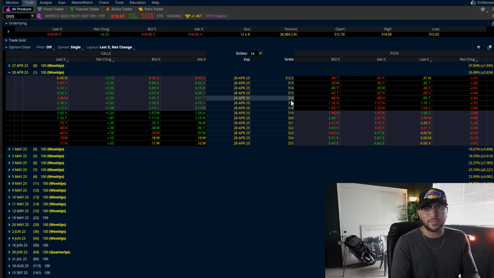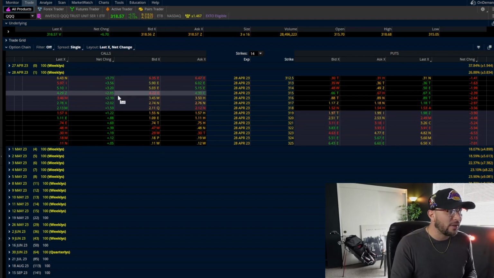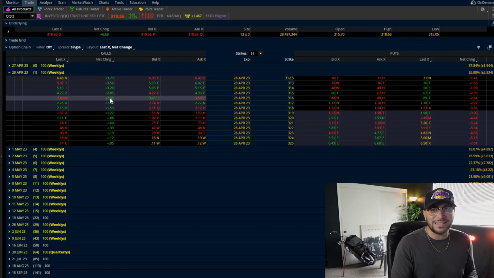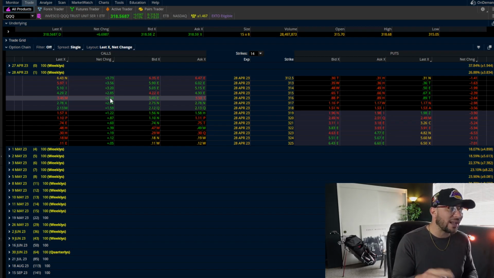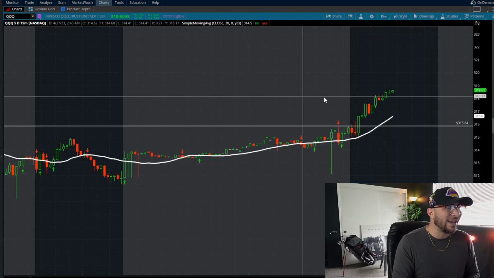These contracts would expire today. Make sure you sell them at the end of the day, or you sell them in profit. You do not hold these overnight. 316 is now trading for $3.51. This contract alone is up $2.39.